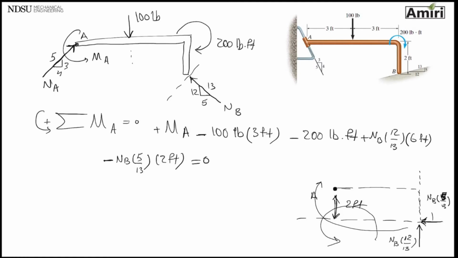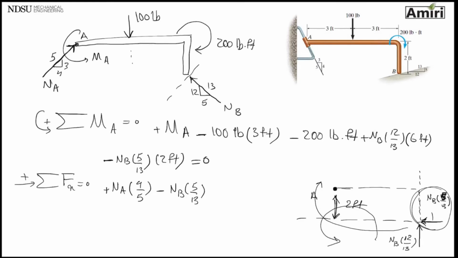Let's write sigma Fx, summation of forces in x direction, equals 0. So I start from one side. I have NA, the x component of it, is going to be 4 over 5. And it's pointing towards right, so that's plus. I keep going, 100, pointing down. I go till I reach NB, which I'm looking for x component of it. NB 5 over 13 equals 0.